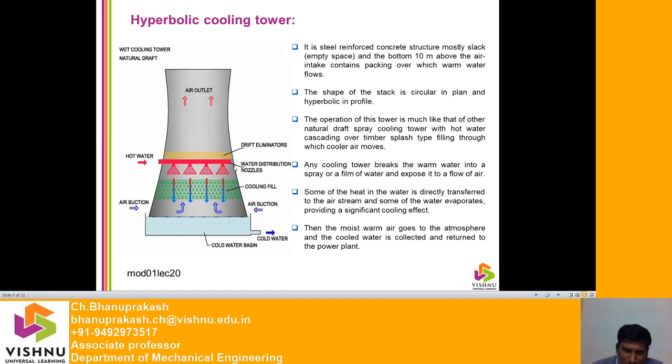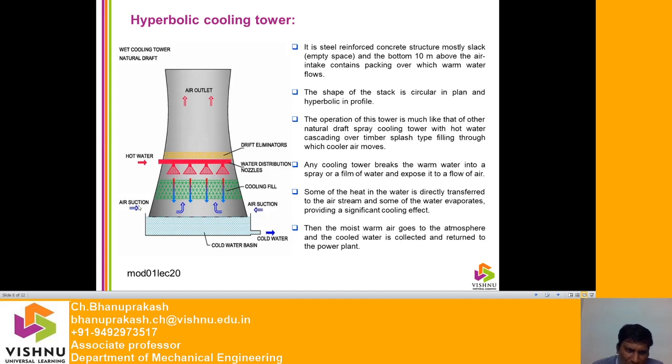So you can see this water distribution nozzle. From that the water will come down here and get sprayed. Then it will be falling on the cooling fill. The operation of this tower is much like that of the other natural draft spray cooling tower, with the hot water cascading over timber splash. It is a timber splash type filling through which the cooler air moves.